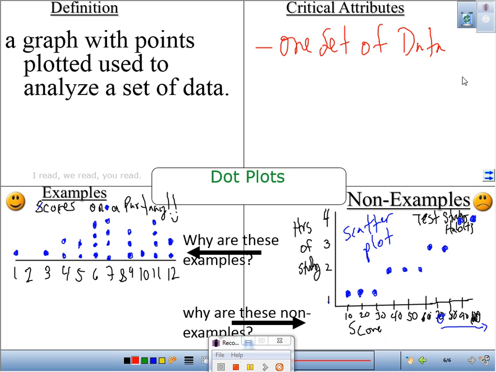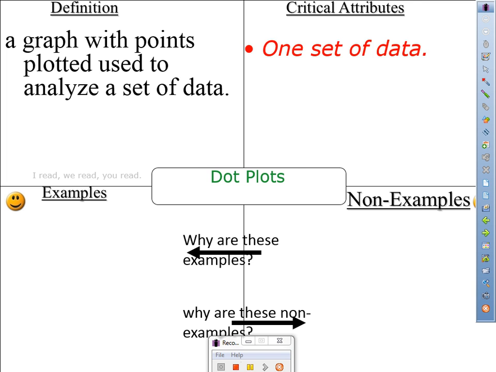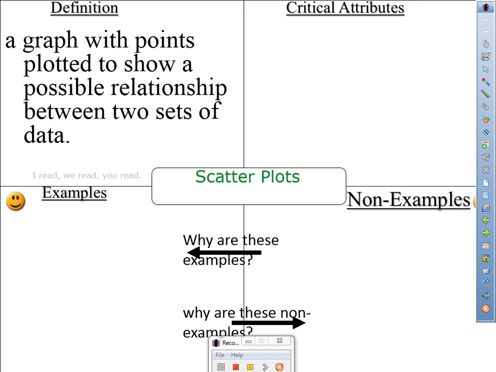Everybody understand what we're doing? Any questions with this? All right, let's go to scatter plot. Another 1, 2, 3. Scatter plot. On your scatter plot, write this definition down, please. A graph with points plotted to show a possible relationship between 2 sets of data.